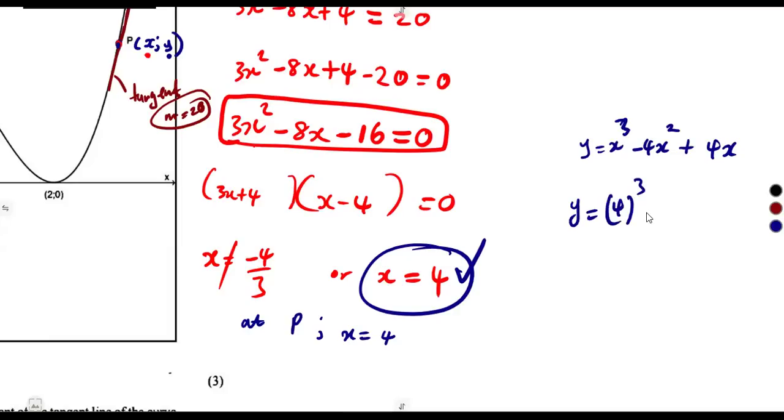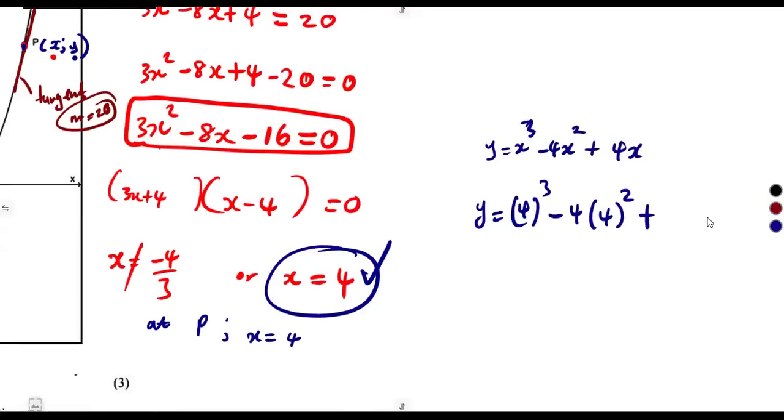4 to the exponent of 3 minus, in place of x, 4 to the exponent of 2 in place of x. So this is 4 into what? Into 4, just like this. It was going to be a substitution throughout. So y is equal to what? Positive 16 from there. Just use your calculator, guys.